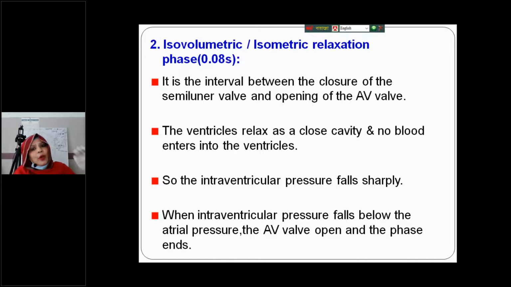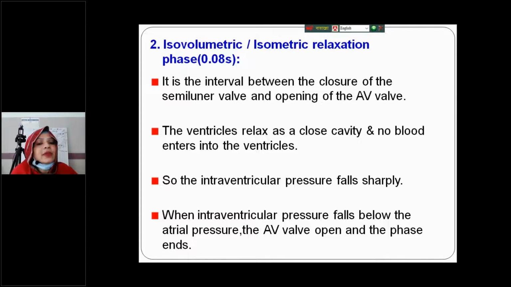So the AV valve is closed and the semilunar valve is already closed, two valves closed. So the ventricle relaxes in a closed cavity and no blood enters into the ventricle because two doors are closed. The semilunar valve has just closed and the AV valve is not yet open. So two doors are closed, so no blood enters the ventricle. So the ventricle relaxes as a closed cavity, so the intraventricular pressure falls sharply because no blood is present within the ventricle.